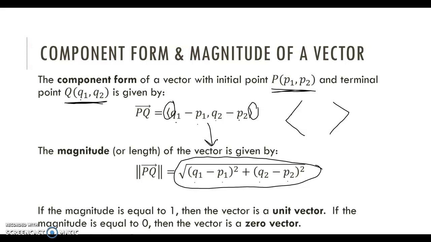Just a few other items. If the magnitude, or the length, is equal to 1, then the vector is known as a unit vector, which we'll look at a little bit more later. If the magnitude is equal to 0, or it has a length of 0, it is a zero vector, and you're not going to see that very often.